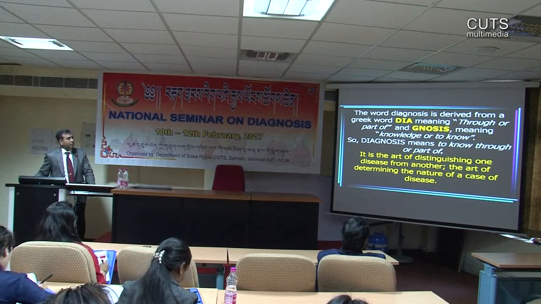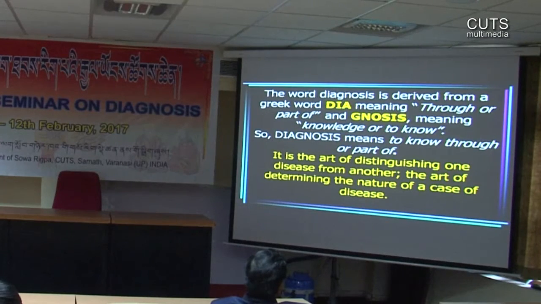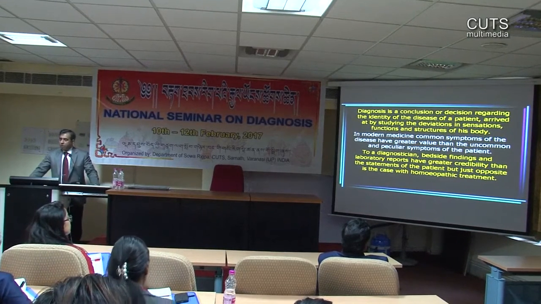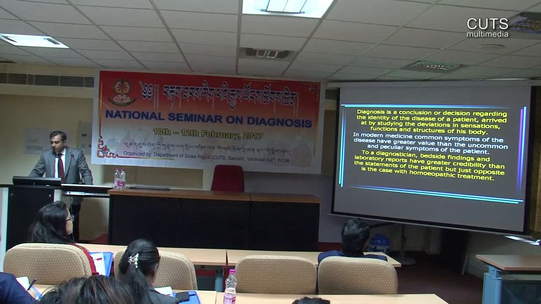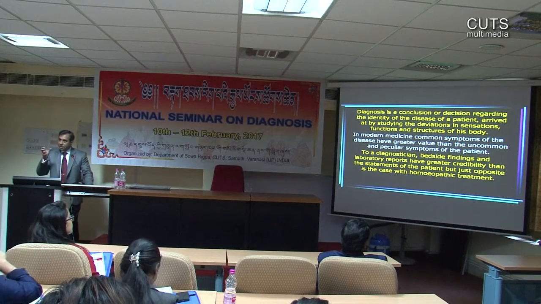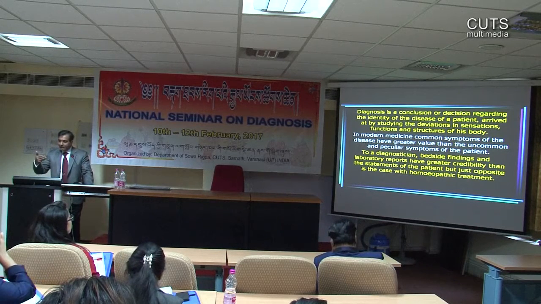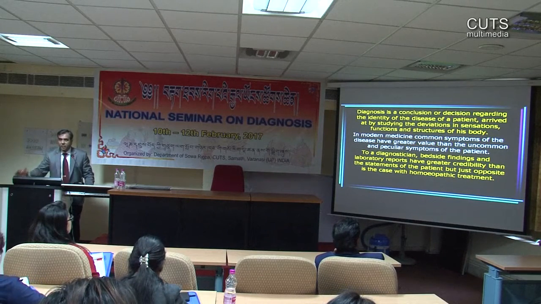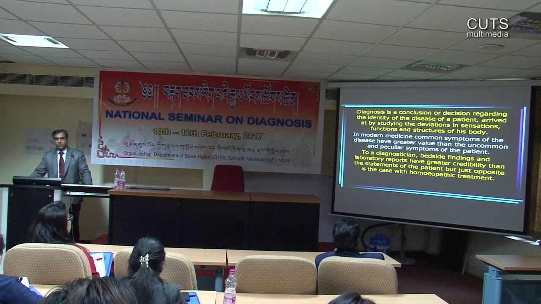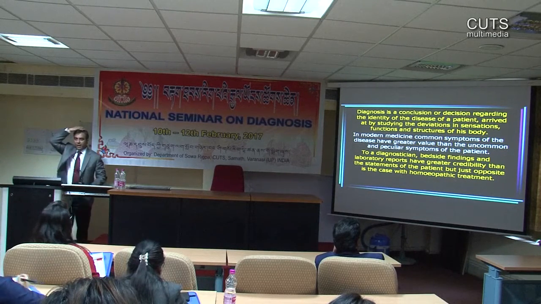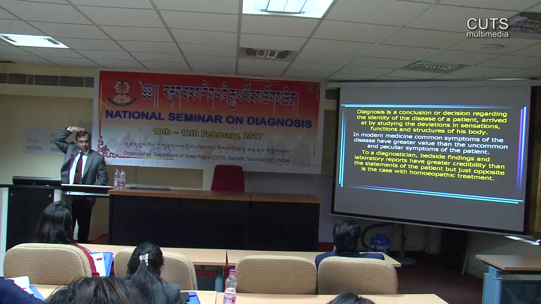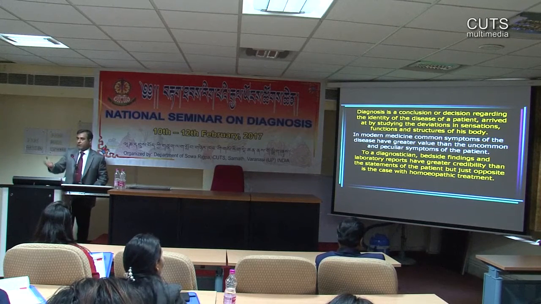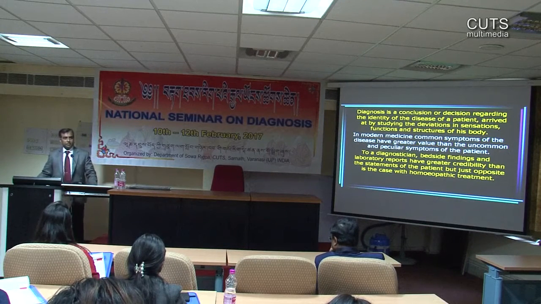The art of determining the nature of a case of disease, that is what diagnosis is. So basically, diagnosis is a conclusion or decision regarding the identity of the disease of a patient. And this conclusion is arrived at by careful noting down of the deviations from normal, the deviations in functions, the deviations in anatomical structure. When a person is supposed to have hair, and there is no hair, then I say this person has alopecia, because I know what is normal. So when there is deviation from normal, I take note of that.